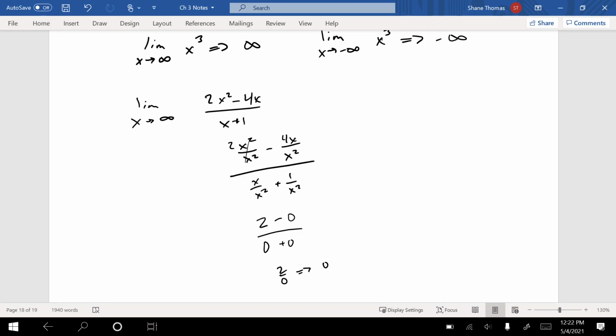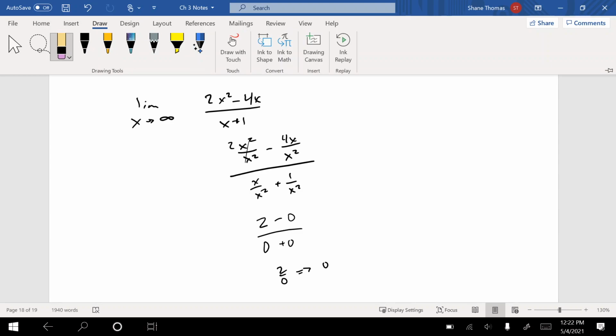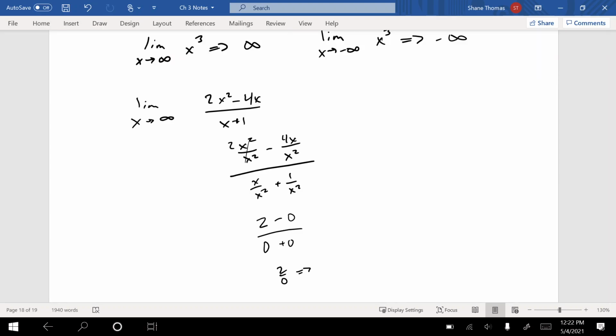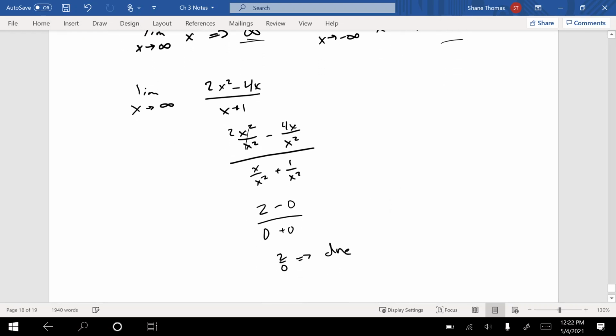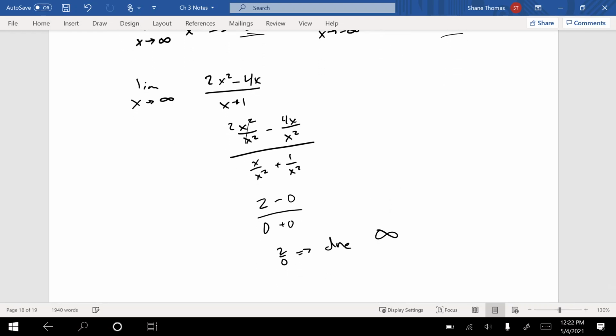Now, here's the problem though. 0 is on the bottom, correct? So would it actually be 0? It's illegal, right? So that would be does not exist. But if it does not exist, what's it really heading towards? Infinity. Okay, so if it doesn't exist, it's essentially heading towards infinity.